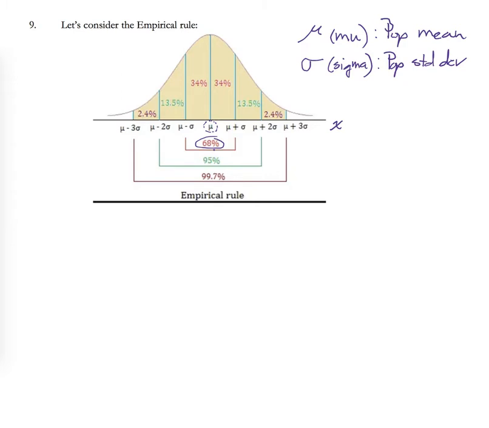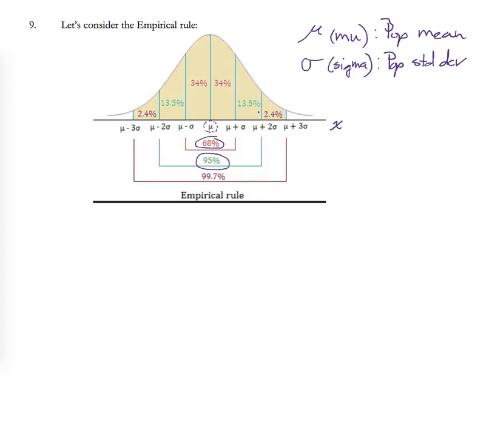If I move out to 2 standard deviations, mu plus 2 sigma, and 2 standard deviations to the left, mu minus 2 sigma, that will encompass 95% of our data. 95% of our data will fall within that range.